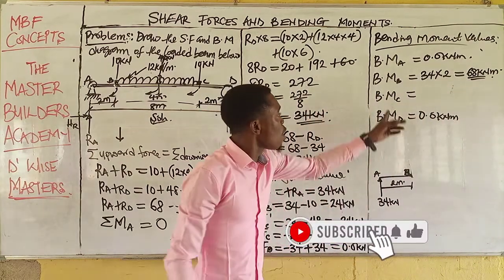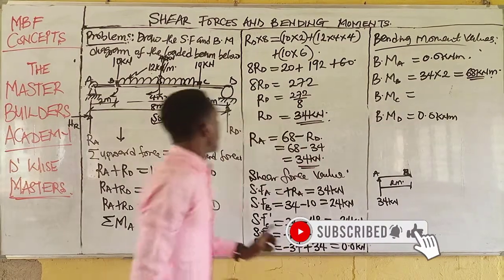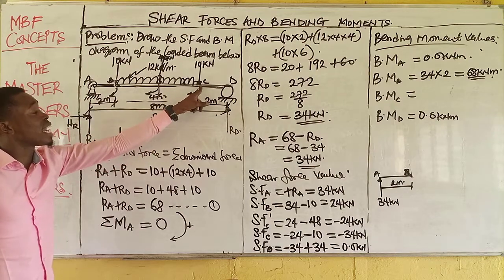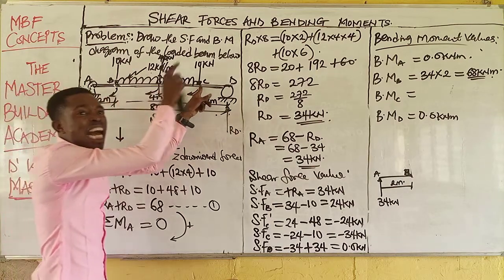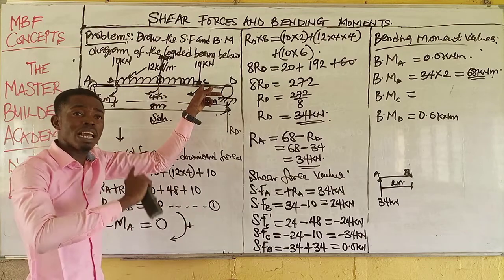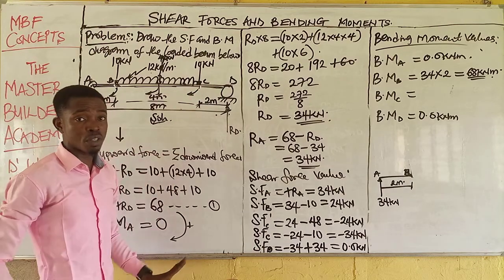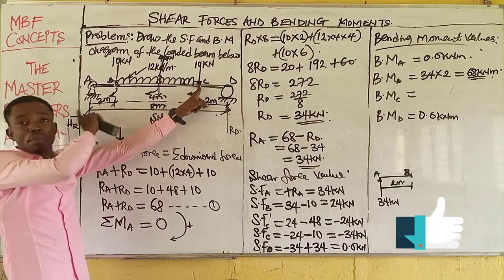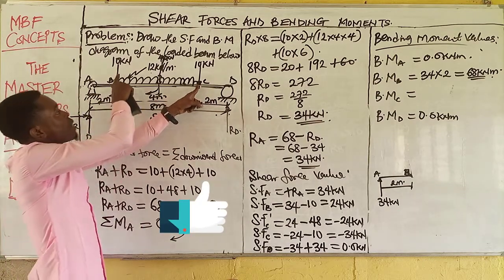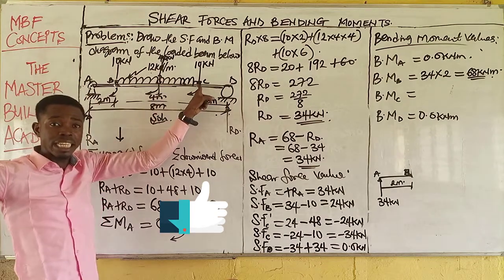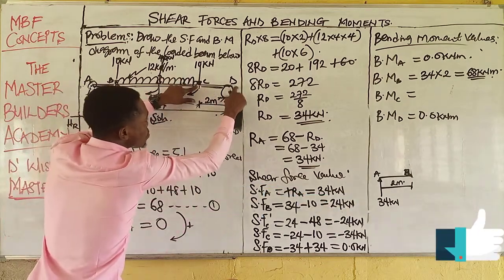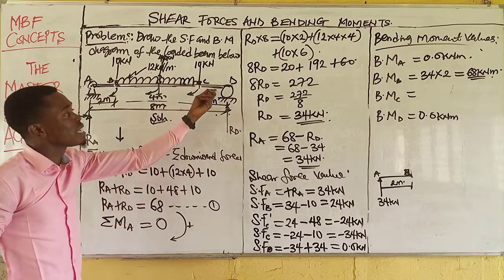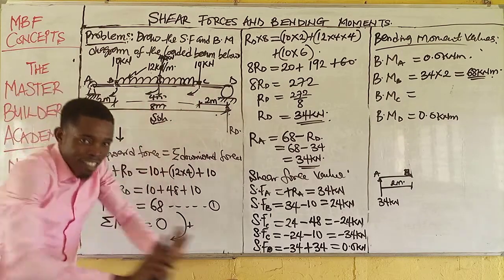Then, for moment at C, we can still decide to take moment from end A. But when we take moment from A, we have multiple forces acting. Whether you take moment from left or from right, you will have equal results. So always go with the easiest one. If I take moment at C and I consider it from A, I will have this reaction, this, and this load. That means I will have 3. But if I consider it from D, I will have only 1 reaction. So I would prefer to take it from this end that will give me less stress.